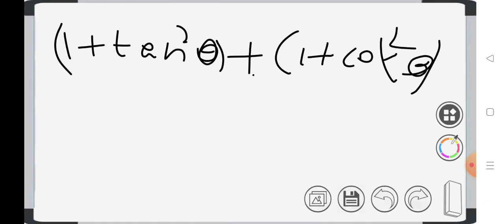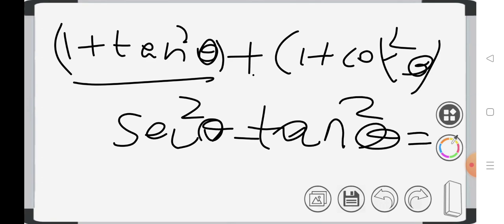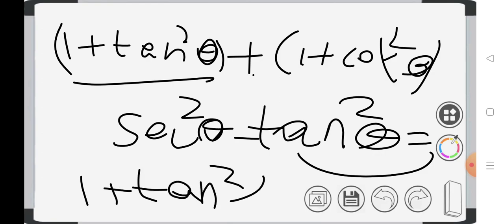Now according to identity number 2, secant square theta minus tan square theta is equal to 1. So according to that, if you want secant square theta, then transpose this tan square to this side. As it is minus here, it will become plus, then it will become 1 plus tan square theta. So secant square theta is equal to 1 plus tan square theta.